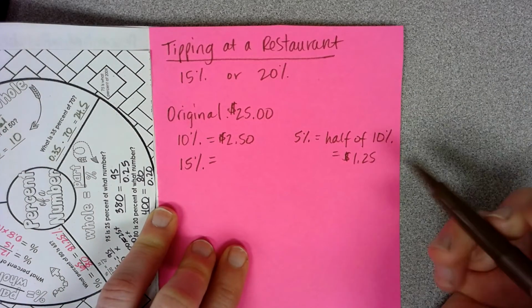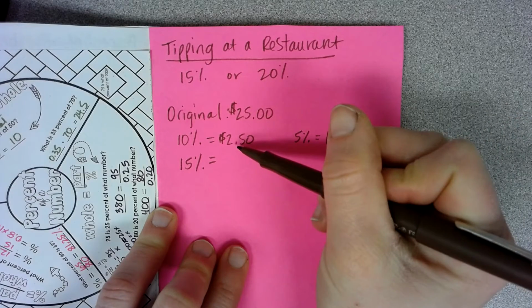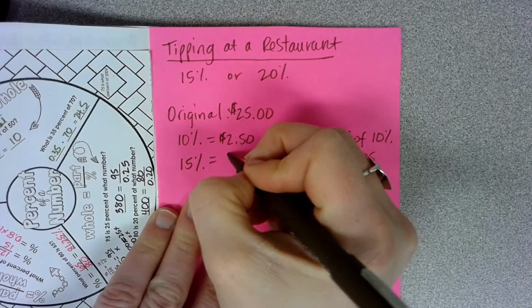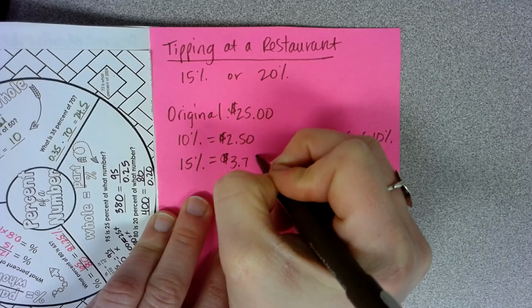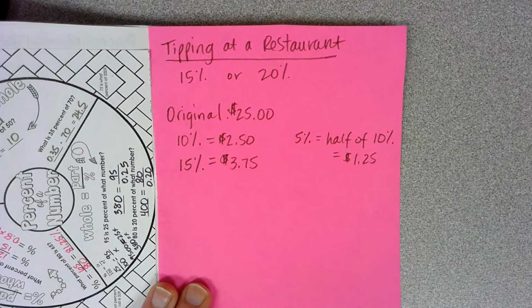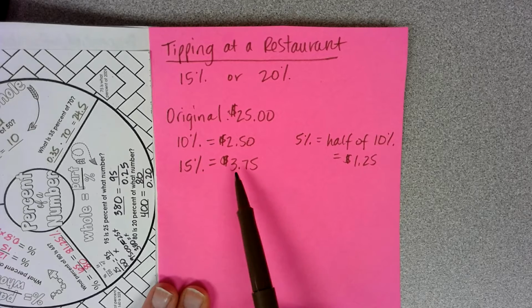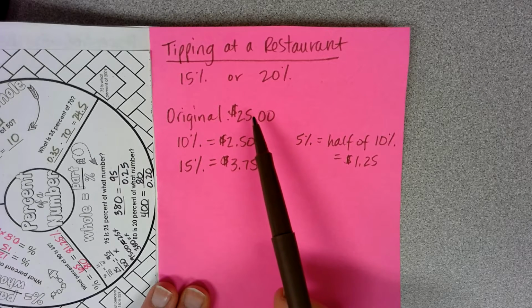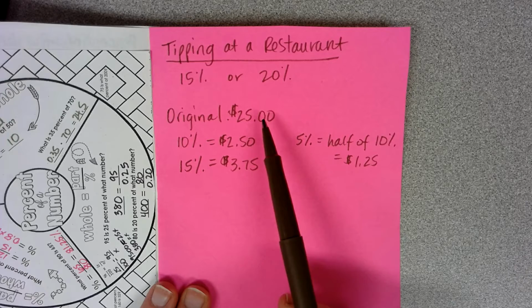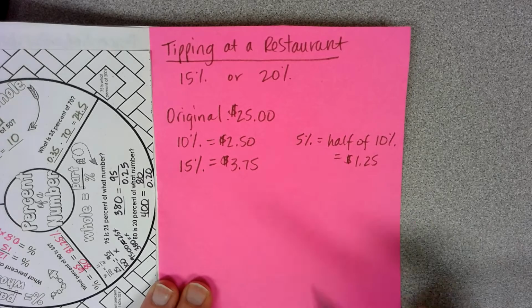Okay, so now I'm going to add $1.25 to $2.50, and I get $3.75. So if I'm choosing to tip 15%, I would then add $3.75 onto my original amount, and I would get $28.75 as my new total.